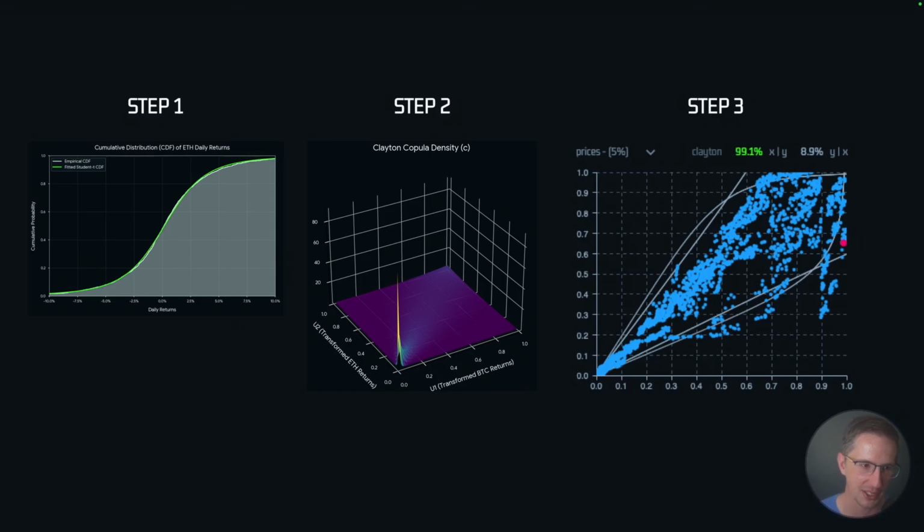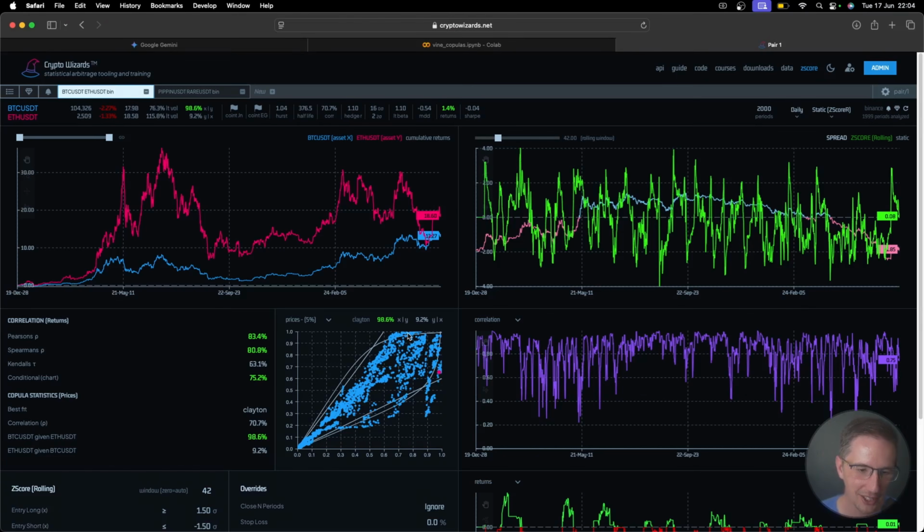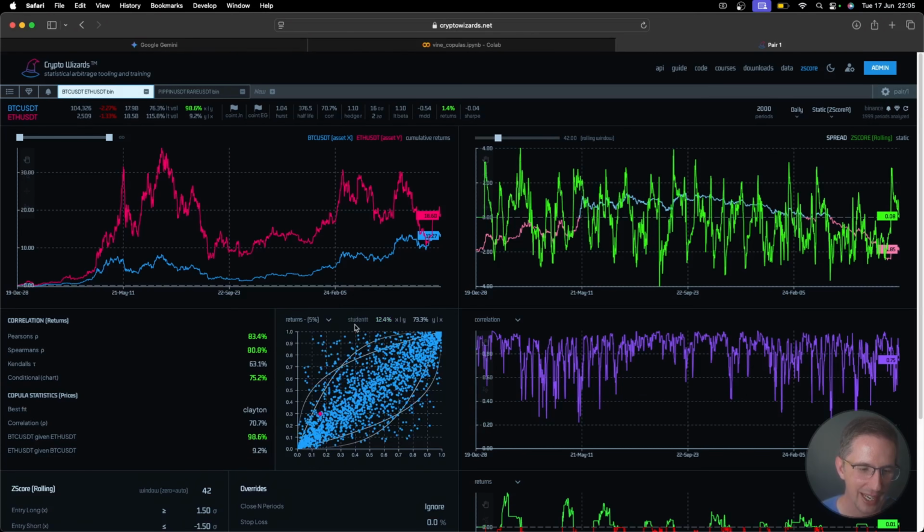Here I was using prices, for example, and I found that the Clayton copula actually works best. Now, actually looking at this today, you can see it's at 98.6% and 9.2% over there, but I can also flip this here to say returns. And you'll see here when I do that it actually follows a student T copula. So when we're looking at the returns, not the prices, it follows a different pattern over here.